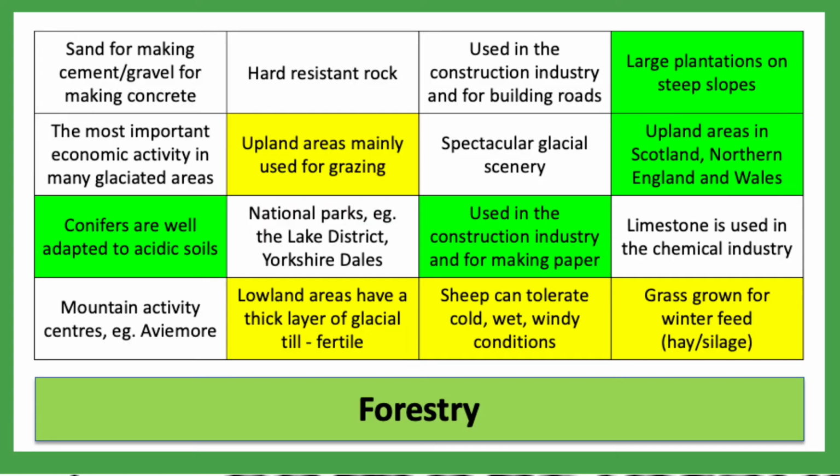Okay, let's have a look. So we've got sand for making cement and gravel for making concrete. We've got hard resistant rock used in the construction industry and for building roads, and limestone is used in the chemical industry. So we've got 4 left over.